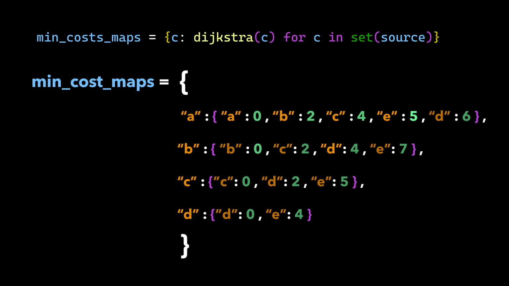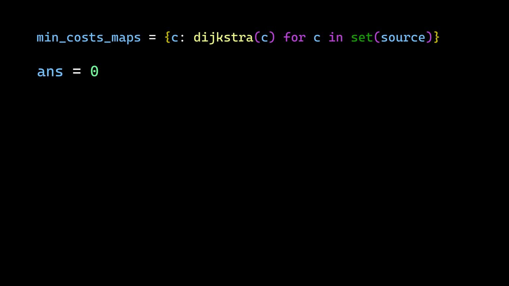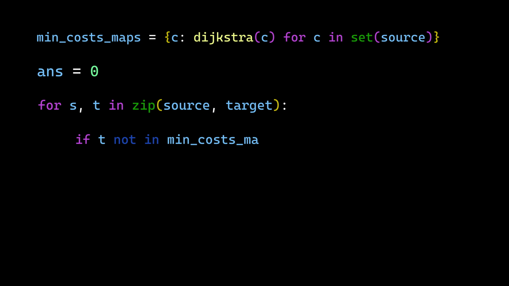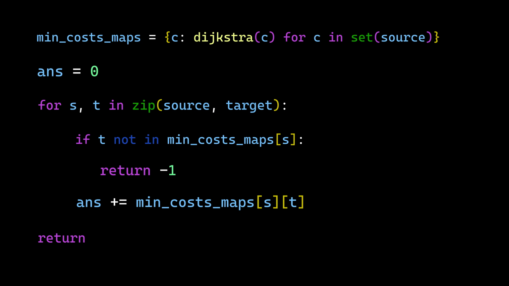So now we just initialize our cost to convert the string as 0 and begin iterating through the source and target strings using zip. If the target isn't in the minimum cost map for a given letter, it means it's not possible to convert to that letter. So in this case, we would return -1. We then just add the minimum cost to go from the source letter to the target letter and return the answer.